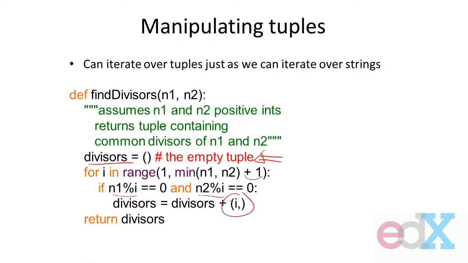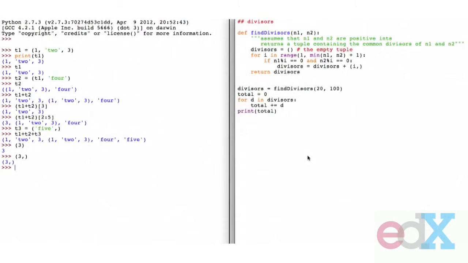And notice the form there. There it is again. I'm creating a tuple with just the element i. And I'm using the overloaded plus operator to add that to the end of the tuple that divisors currently points to. And when I'm done, I'm going to return divisors. Let's check it out and see what this does.